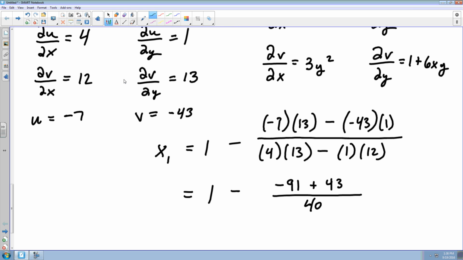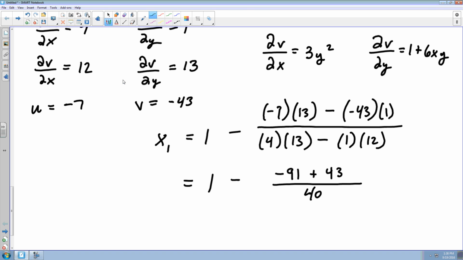So what's minus 91 plus 43? What's that? Negative 47. 48? Yeah, minus 48. Okay. So this is really equal to one minus 48 divided by 40. That's not too bad.